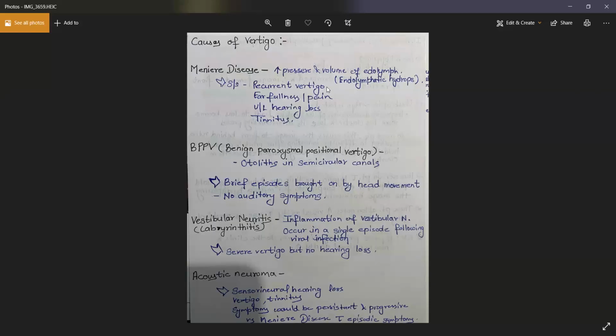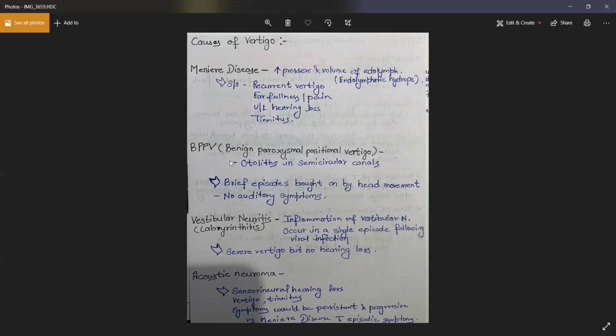Along with the vertigo, because it is a nerve compression, you will get hearing loss also. You will have ear fullness, pain, and tinnitus. So tinnitus, vertigo, hearing loss, and all symptoms are episodic. Think about Meniere's disease, and that's because of an increase in the endolymphatic volume, and as a result the pressure inside my ear will be increased. That will compress the nerve and cause the symptoms. When the pressure decreases, you will have resolution of the symptoms, and then again the same cycle repeats.